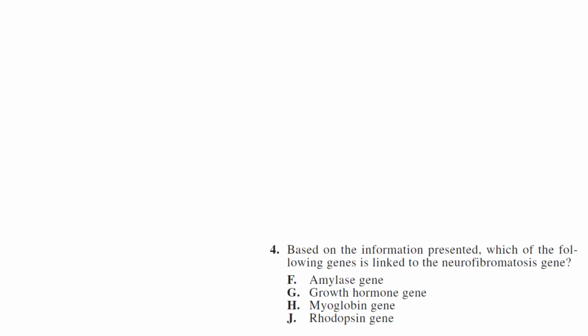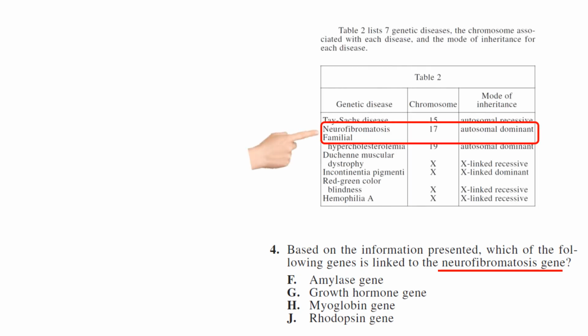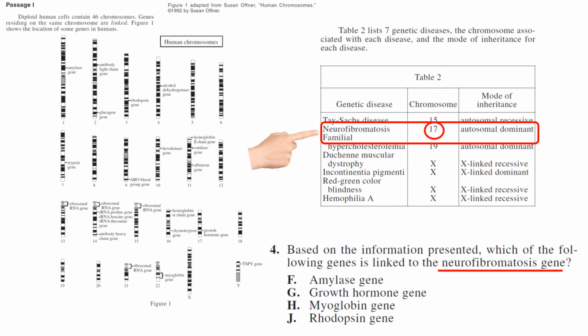Question number 4, based on the information presented, which of the following genes is linked to the neurofibromatosis gene? One of the hardest parts of this passage is just finding the information in the passage. And we see this in Table 2. We haven't been in Table 2 yet. So we see neurofibromatosis, and that's on chromosome 17. So now we go back to Table 1, chromosome 17. We see that here. And chromosome 17 is associated with growth hormone gene G. So there's your answer.